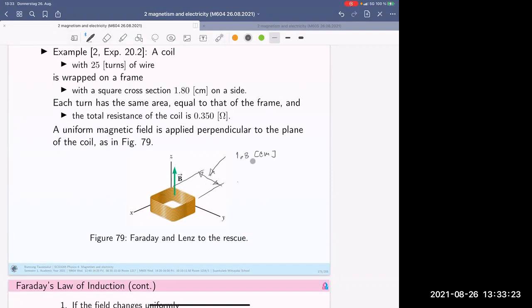This is the basic knowledge from primary school: the area of a square is the side squared. The side is 1.8 cm, okay? So 1.8 and 1.8, what is that?